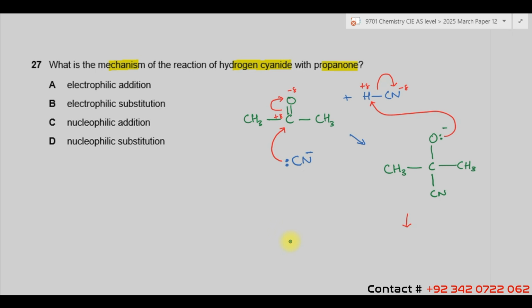End product is like this. We have CH3, COH, CH3, CN. And CN negative is formed again. So as the product is an addition product, and at the starting point we had CN minus, which is a nucleophile, so it is nucleophilic addition. Correct answer is C.